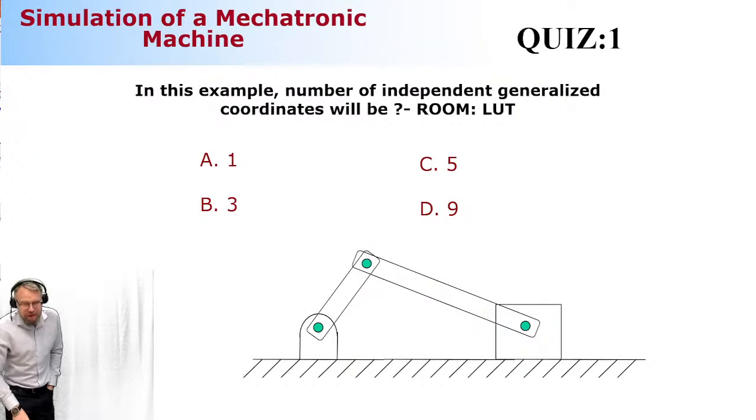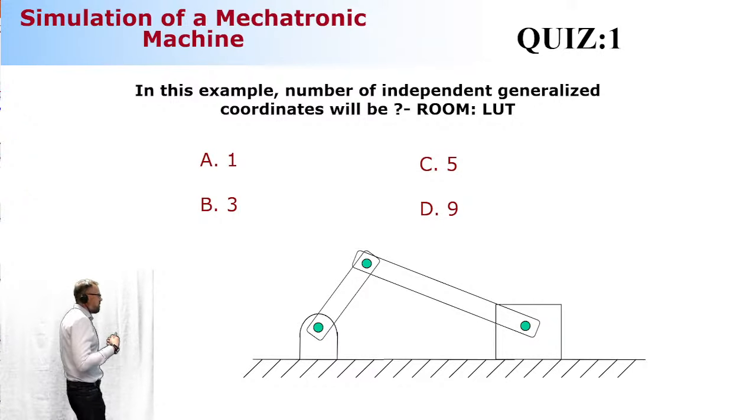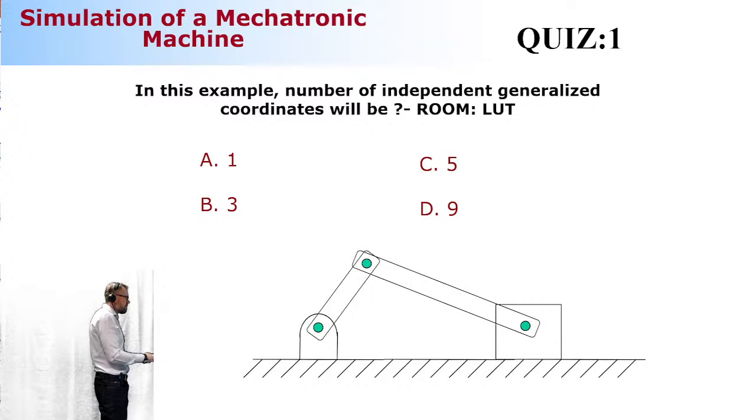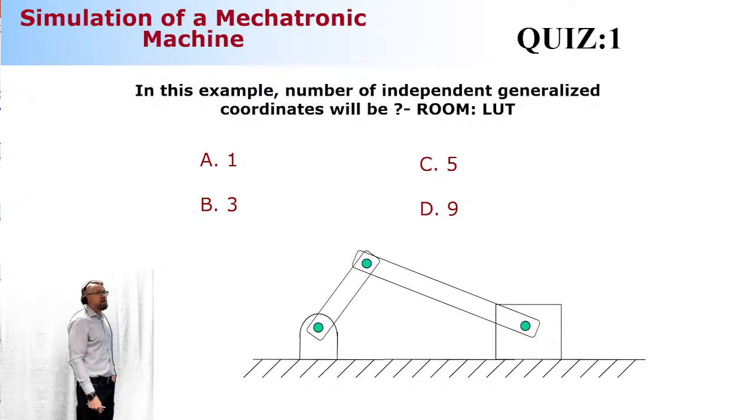Okay, good. Now, what is the number of independent generalized coordinates in this case, this crankshaft mechanism? You need to compute the number of moving bodies, then you know the number of all the generalized coordinates. Then compute the number of constraints, and then compute the number of degrees of freedom, and that's exactly the number of independent generalized coordinates. Options are 1, 3, 5, 9.